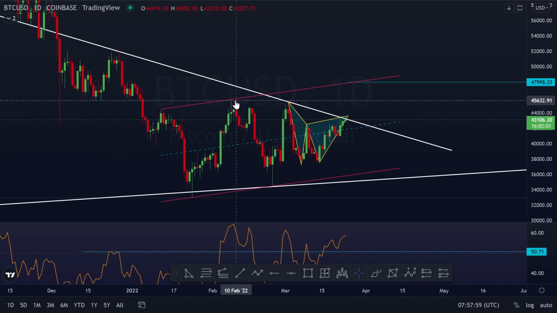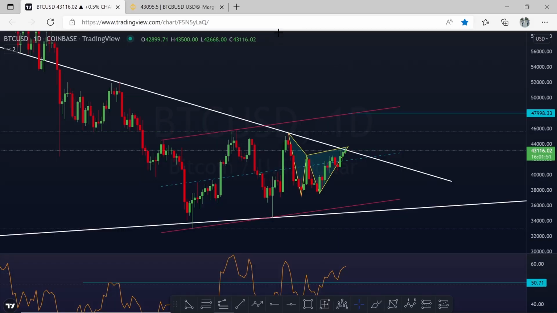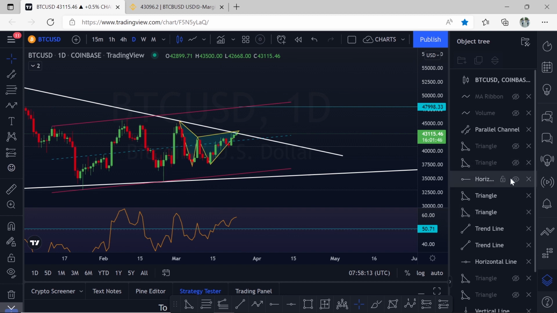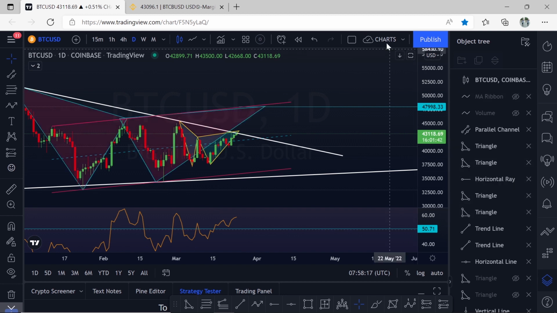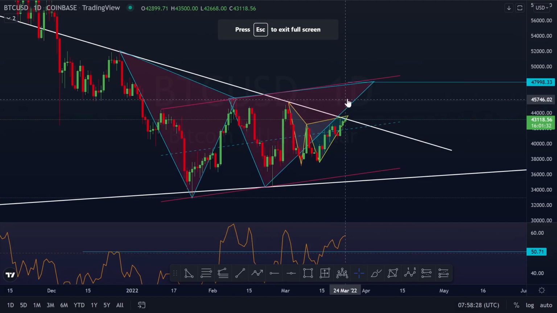One touch, 2, 1, 2. So I believe that if at all we're going to make it there, we're going to make it to this other harmonic, of course, which I talked about. Let me bring it out again. This one, that one. So if at all we're going to make it there, I think this would be our target.